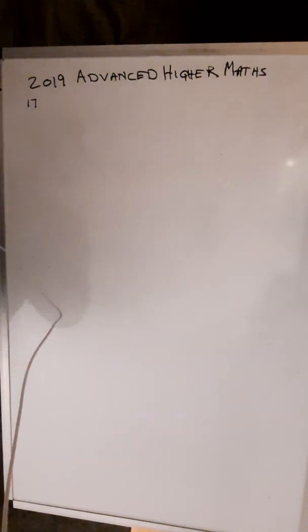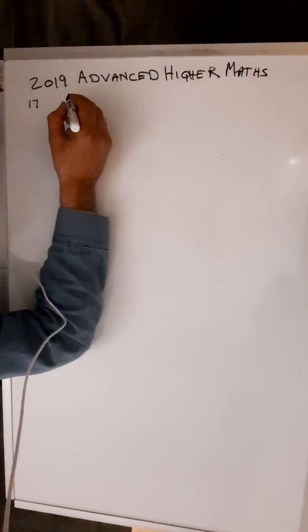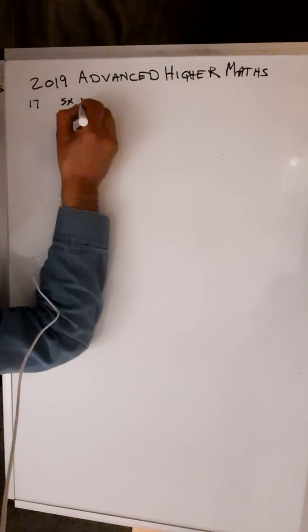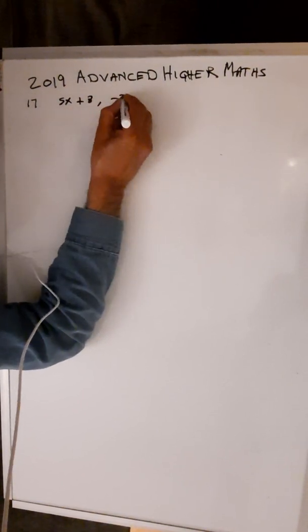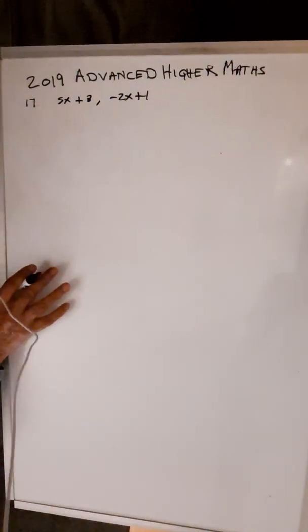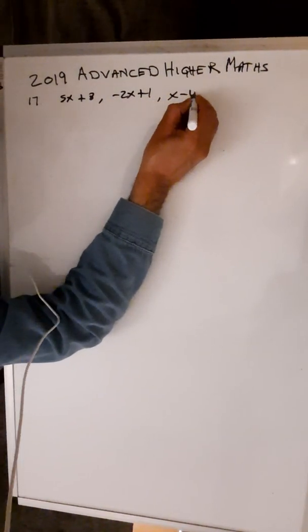2019 Advanced Higher Maths, number 17. The first three terms of a sequence are given by 5x + 8, -2x + 1, and x - 4.